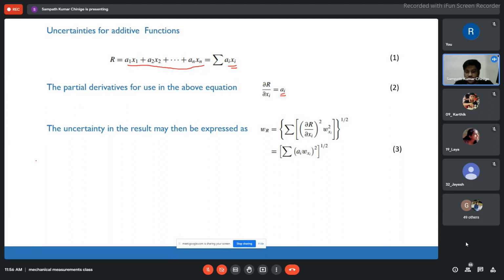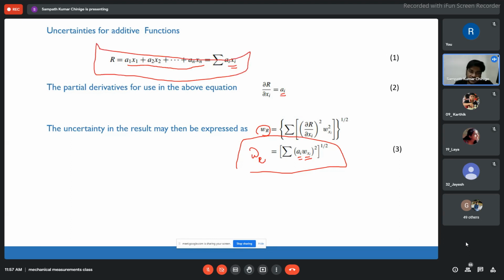So when you substitute this into the expression, you get ai into the individual deviation wxi whole square: a1 wx1 whole square plus a2 wx2 whole square, whole under the square root. This will give you the uncertainty in R when the measurand is in the form of an additive function. Then we will use this formula. The problems will come from this only. Whether it is given in the product way or in the additive way, based on that you will calculate this.